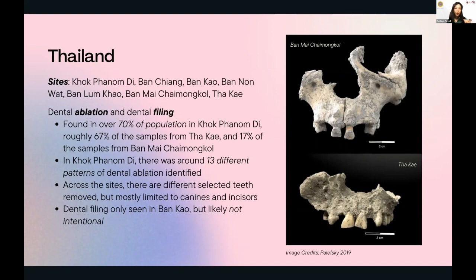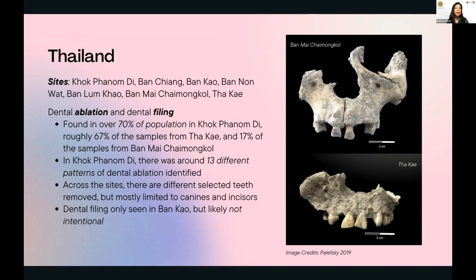In Ban Man Chamoynkol, there was also an observation of dental ablation at about 17%. And then in Koh Phanom Di in particular, because 70% of its population had dental ablation, they were also able to observe that there were 13 different patterns of which teeth were being taken out. And then in terms of dental filing, however, it's a completely different story.